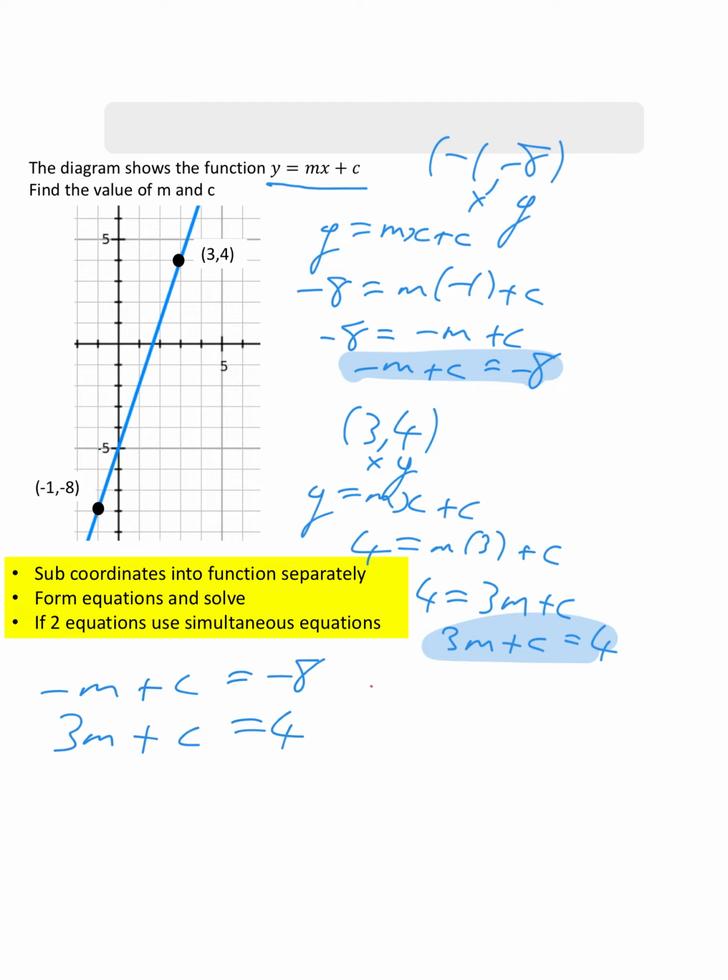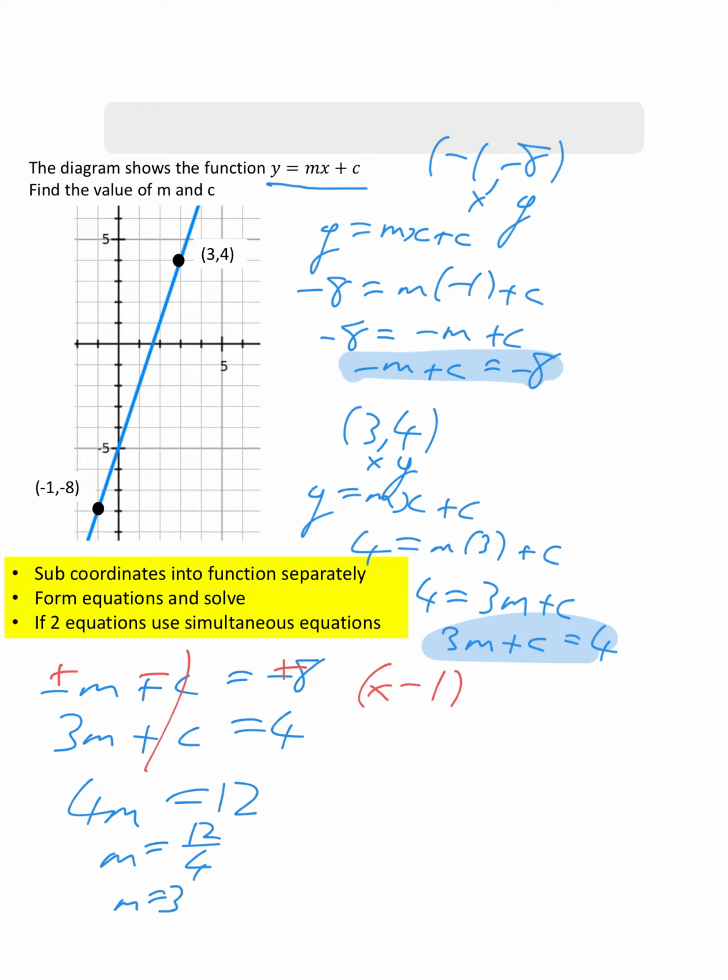I'm going to do this by multiplying the top by -1. This becomes plus, -, this becomes plus. -c plus c cancels out. Plus m and 3m is 4m. 8 plus 4 is 12. So m then equals 12 over 4. M equals 3.